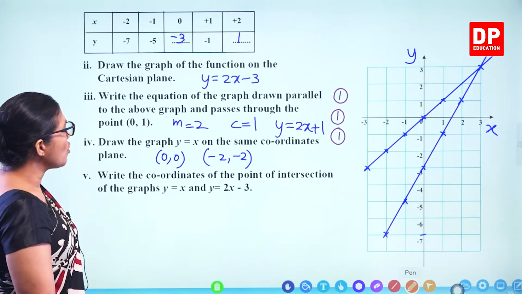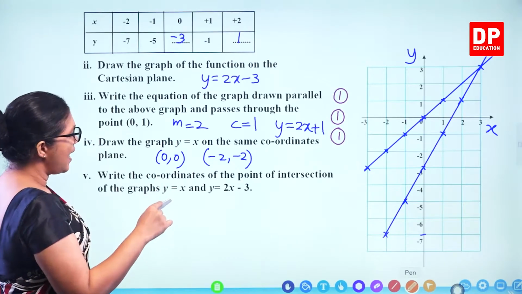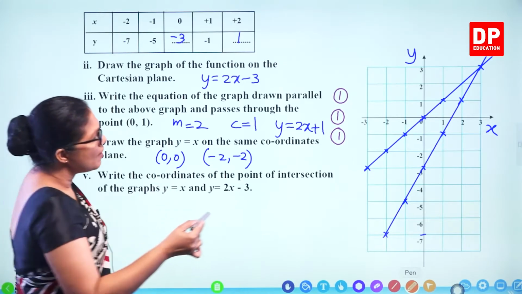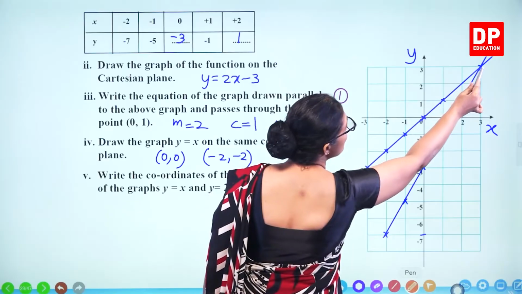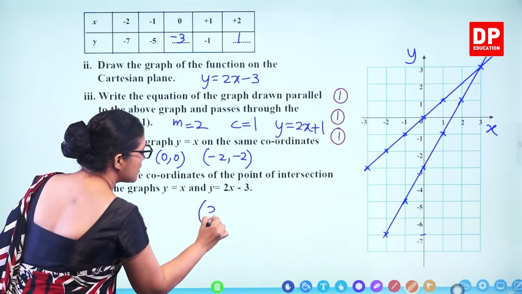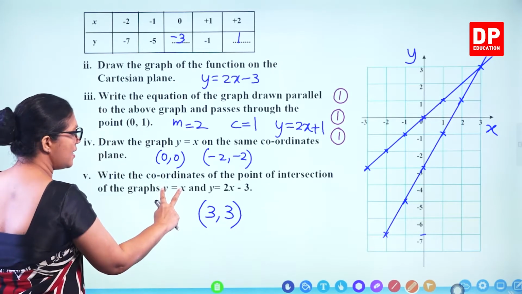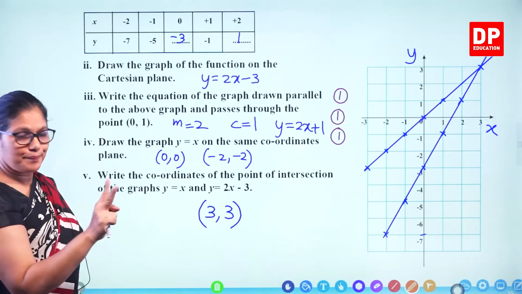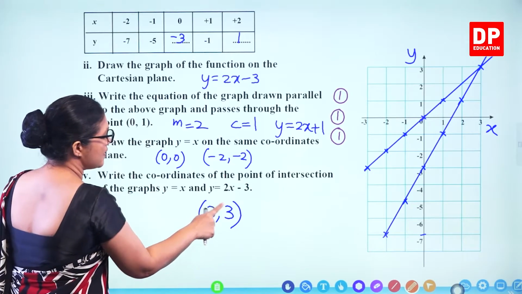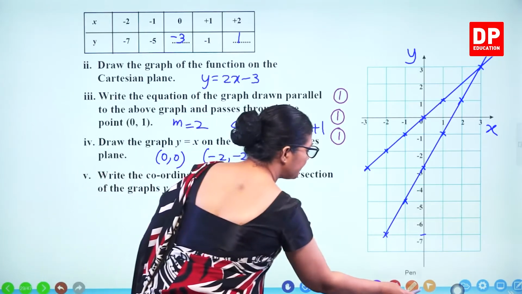Then write the coordinates of the point of intersection of the graph y equals x and 2x minus 3. So what's the intersecting point? This point, 3 and 3. So the coordinates of the point is 3, 3. So you need to understand y and x should be the same. So if this is 3, this is also 3. So you get that. So how many marks?